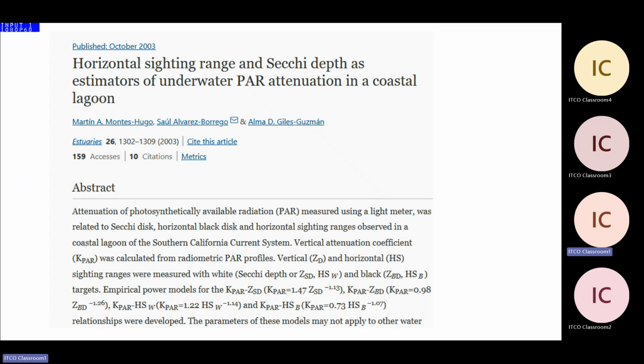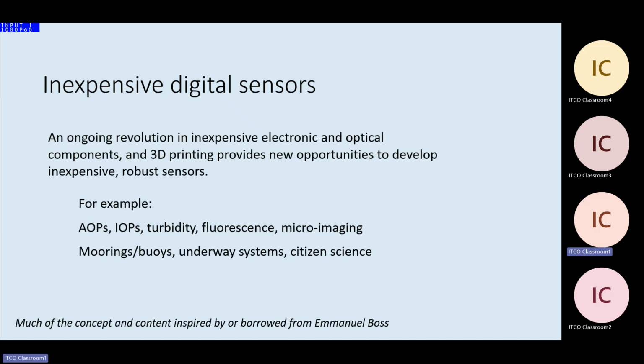Yep, and then horizontal sighting range with that black disk and Secchi disk have also been correlated with underwater PAR. So there are relationships out there. We're going to move on to Wayne's stuff.